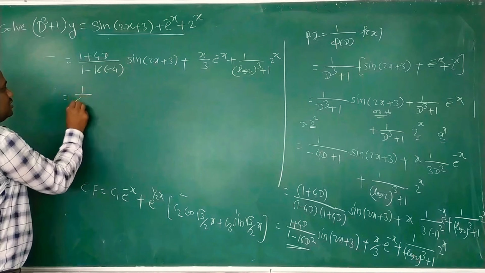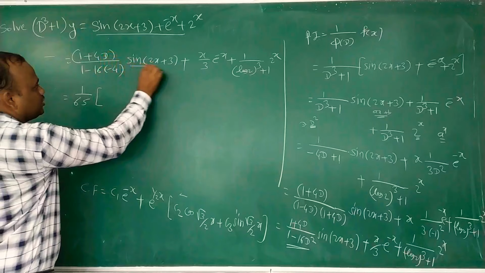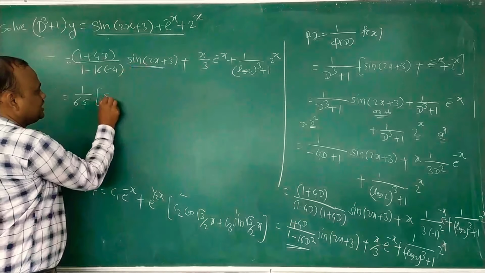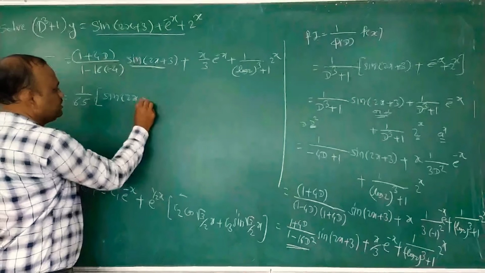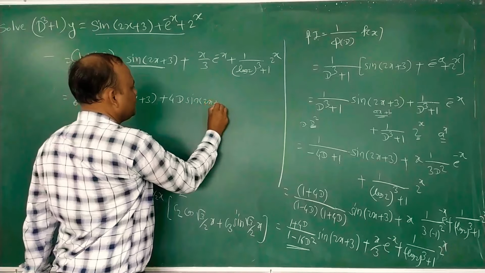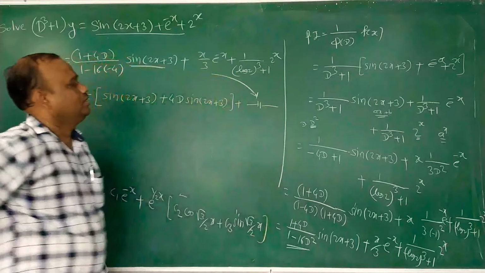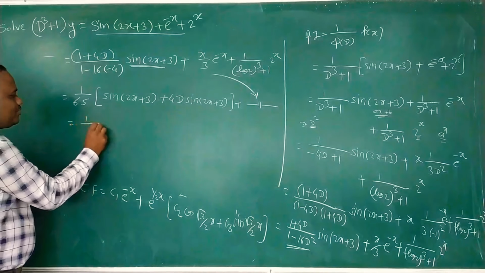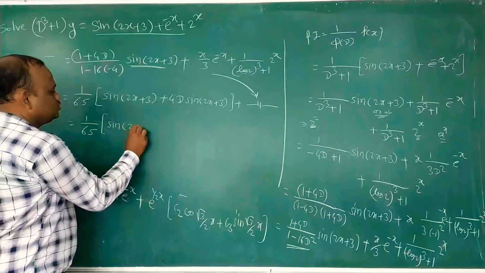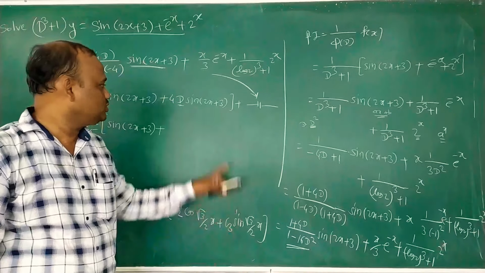plus 1 is 65. So 1 upon 65 into 1 plus 4D into sine of 2x plus 3, meaning multiply the sine of 2x plus 3 inside this bracket. So 1 into this, that is sine of 2x plus 3, plus 4D sine of 2x plus 3, and plus the remaining terms as it is, meaning these terms. Then the next step is equal to 1 upon 65 into bracket sine of 2x plus 3 plus 4D into sine of 2x plus 3.